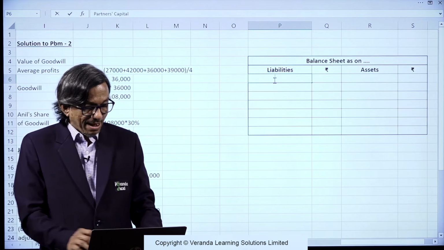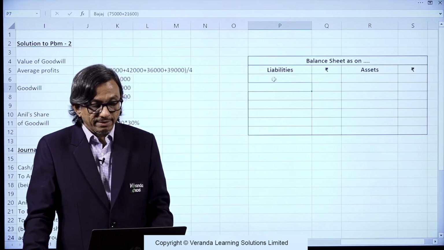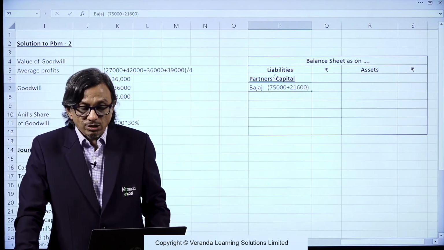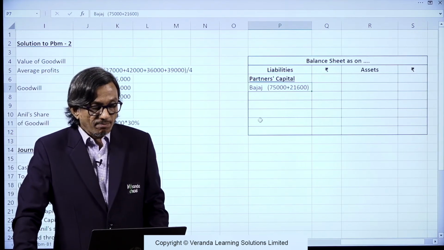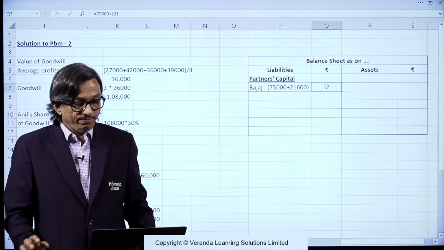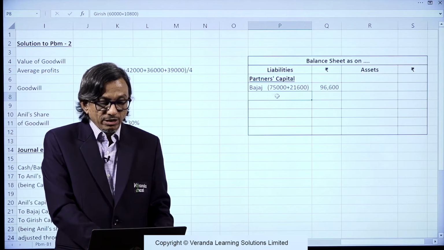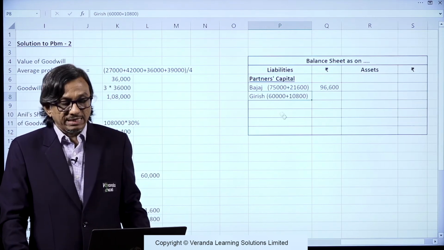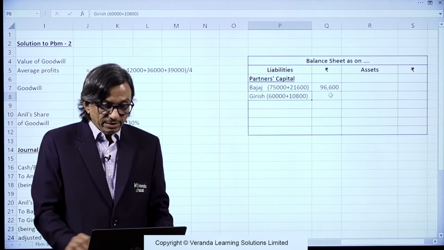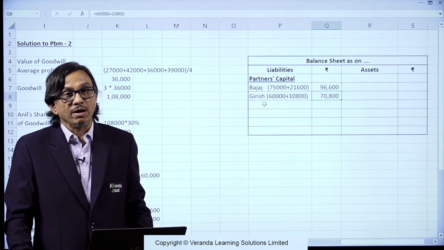So what is the balance of capital of Bajaj? Bajaj's capital will be 75,000, already given in the old balance sheet, plus 21,600. That is the goodwill share credited to Bajaj. So in the new balance sheet, Bajaj's capital will be 96,600. What about Girish? In the balance sheet given to us, his capital was 60,000. Now there is a credit of 10,800 towards the share of goodwill. Therefore, Girish's capital will be 70,800 after admitting the new partner Anil.